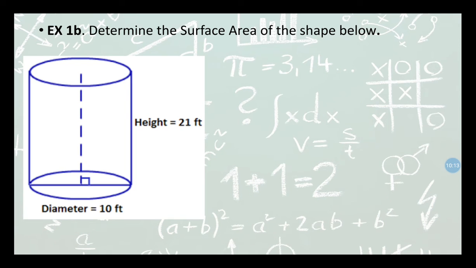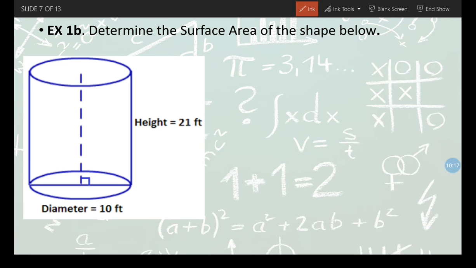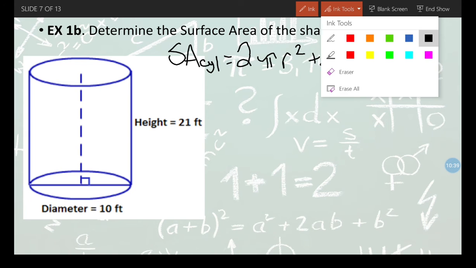Next one says, determine the surface area of the shape below. Again, usually they don't tell me which formula I'm going to use or what shape it is. So I look at that. I should be able to tell that's a cylinder. So surface area of a cylinder. I go check my formula sheet, and the formula sheet says you can use this formula 2 pi r squared plus 2 pi rh. So 2 pi r squared plus 2 pi rh.